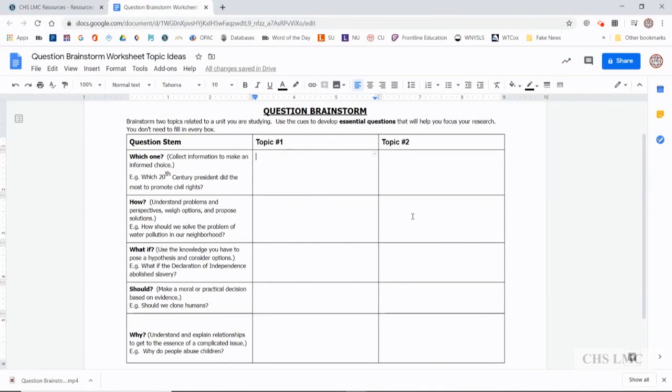Okay, we are looking at the question brainstorm worksheet. You have your question stems down here. You have your topic 1 and 2. They can be related, they can be unrelated. You can use whatever you want here. This is where you're going to fill in the sheet.